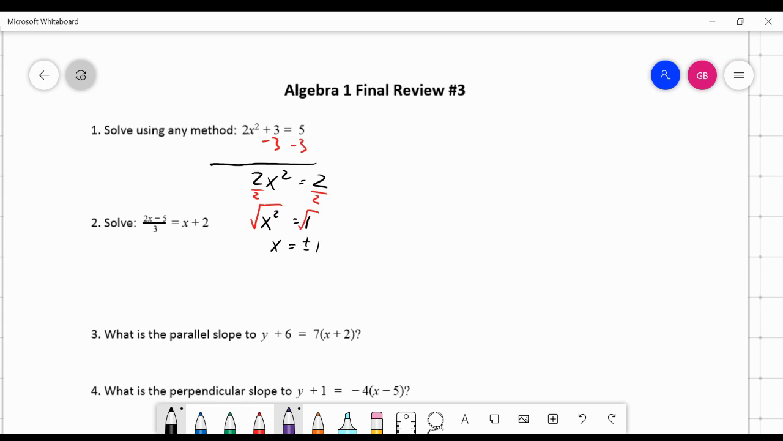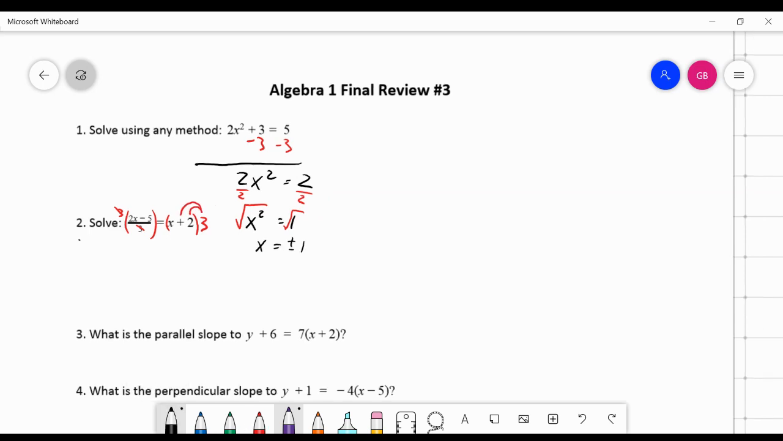For number 2, solve (2x minus 5) divided by 3 is equal to x plus 2. First thing you want to do is clear the fraction by multiplying by the denominator. We're going to multiply both sides by 3. These 3s on the left go away because 3 divided by 3 is 1. On the right, you have to use the distributive property.